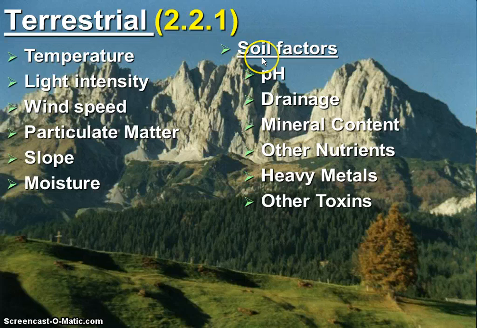We can also look at a lot of factors specific to soil, since now we are terrestrial. We could look specifically at the pH of the soil. How much does water drain through the soil? Are there specific minerals like potassium, nitrogen in the soil? And once again, we can look at other nutrients or toxins or heavy metals in the soil or in the plant matter.